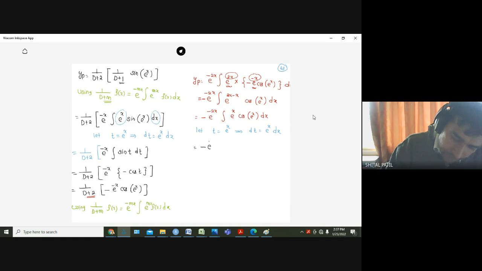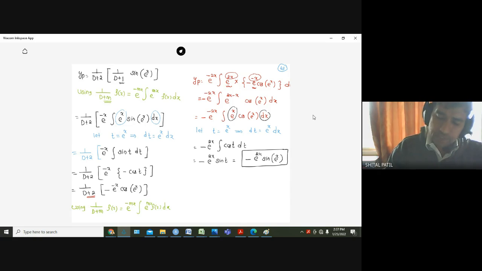I am audible now? Yes, sir. e raised to x dx is equal to dt. Then cos of t. What is integration of cos t? That is sin t. Okay, so minus e raised to 2x sine of e raised to x. This is the y of p.